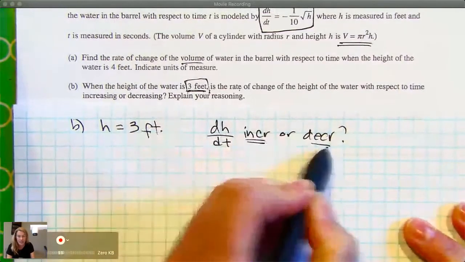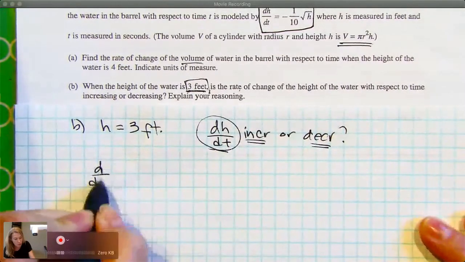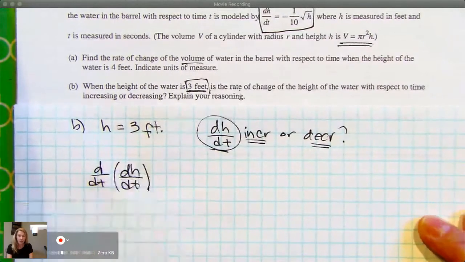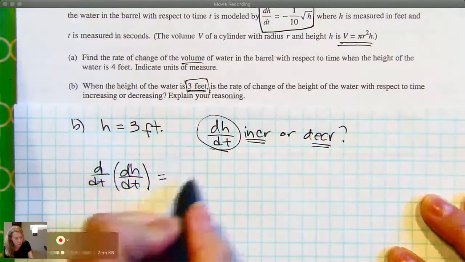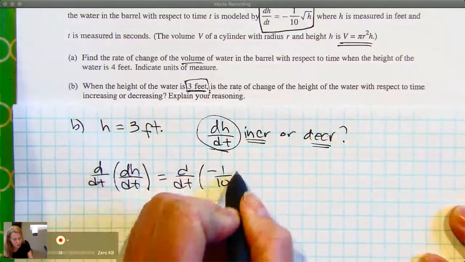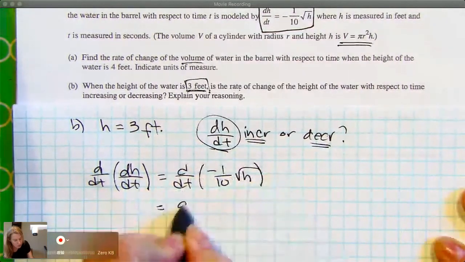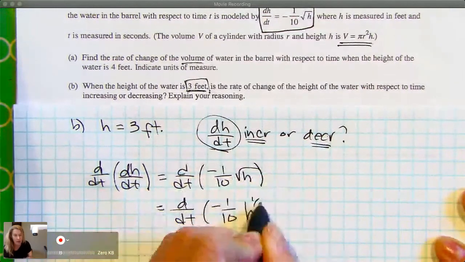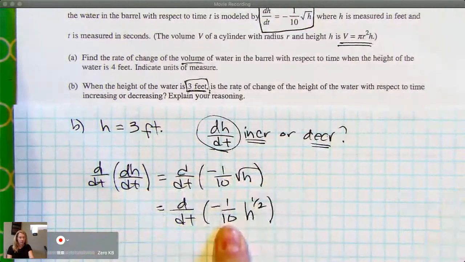In order to tell whether that's happening, we need to look at the derivative. Once again, the slope of this thing. What that means is I want to take the derivative with respect to time of dH/dt, or I'm looking at the second derivative of the height. I believe this is a no calculator problem, so I'm looking for the derivative with respect to time of -1/10 root h. Much easier to think of that as h to the 1/2 power, and the -1/10 is just a constant.